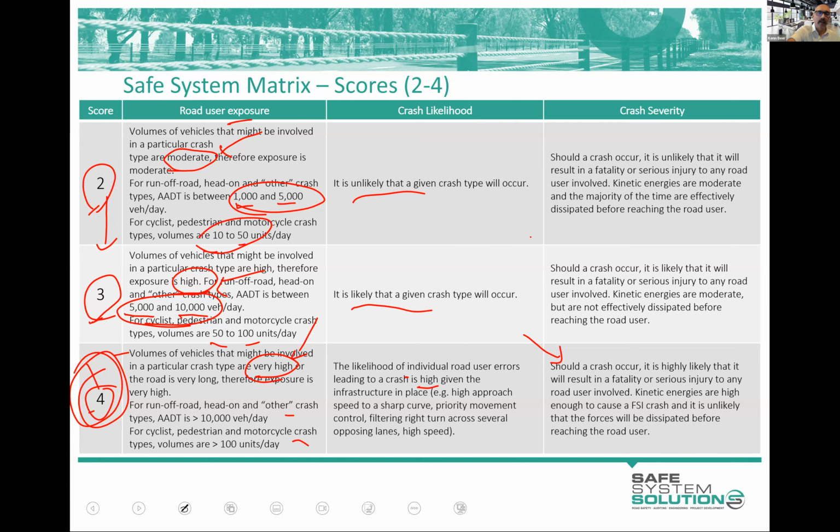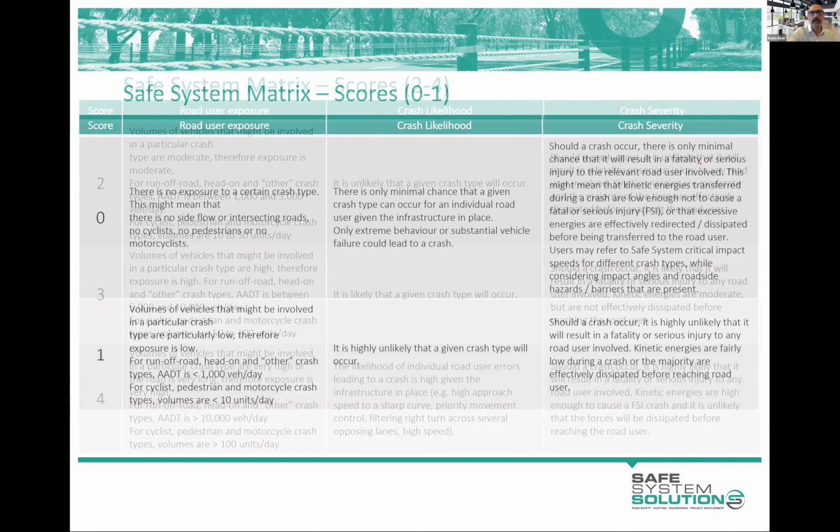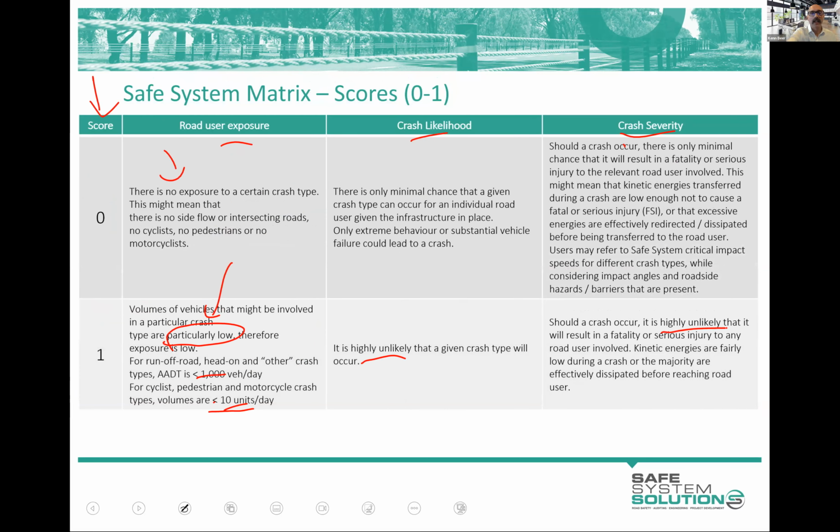So if we look down at a 3, should a crash occur, it is likely that it'll result in a fatality or serious injury. A 2 is unlikely that it'll result in fatality or serious injury. A 1, highly unlikely. And a 0, should a crash occur, there is only minimal chance that it'll result in a fatality or serious injury to the relevant road user involved. This might mean kinetic energies transferred during the crash are low enough not to cause a fatal or serious injury, or that the excessive energies are effectively redirected or dissipated before being transferred to the road user.